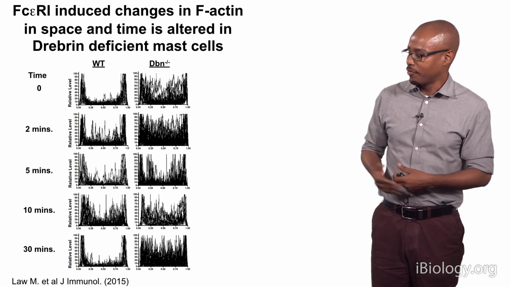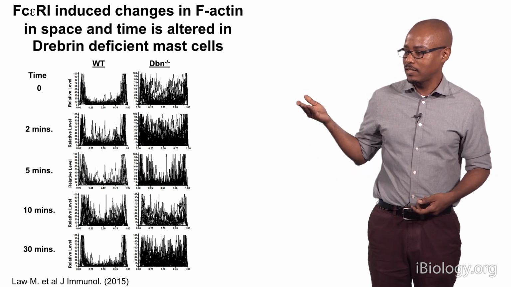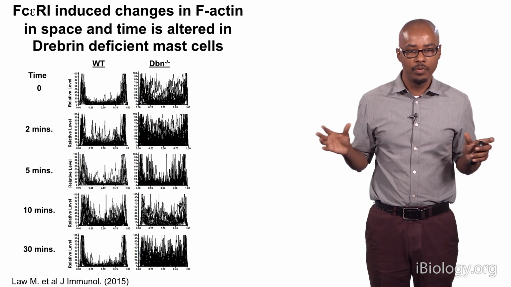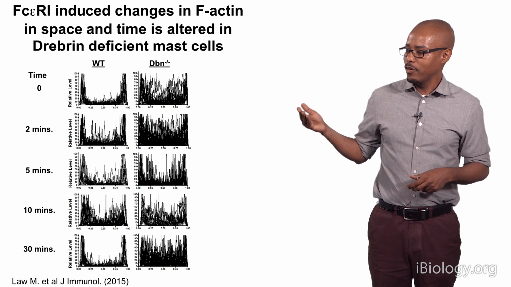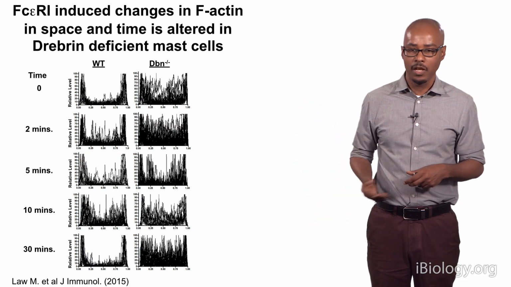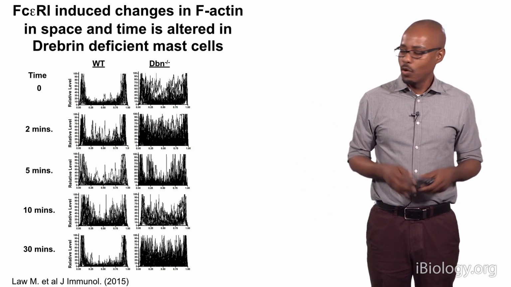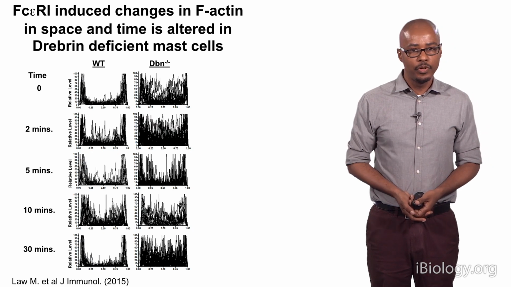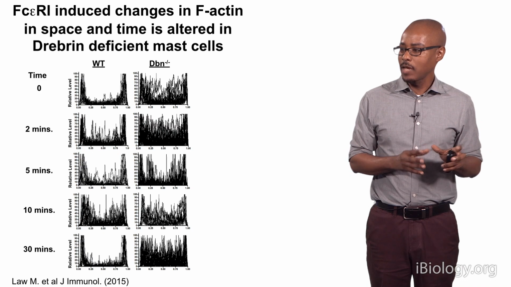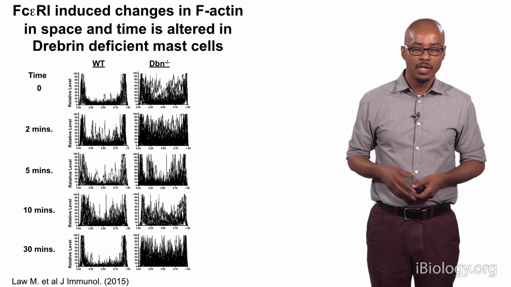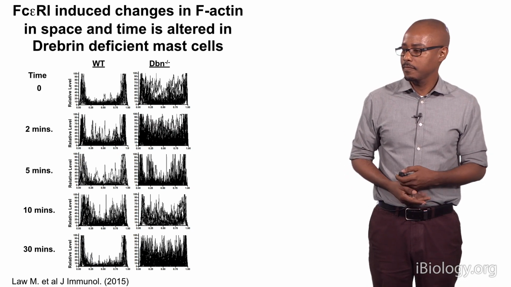If we look at the Drebrin-deficient mast cells, you can see that at time 0, actin is distributed all over the cell, not only at the perimeter. And that pattern doesn't change much as we stimulate the cells over time. So IgE Fc receptor-induced changes are different between the wild-type cells and Drebrin-deficient cells in space and in time.